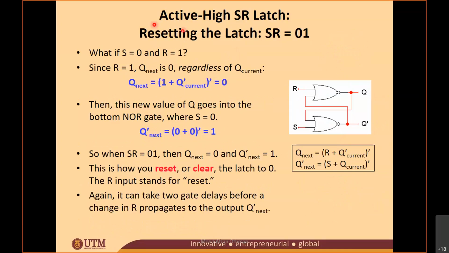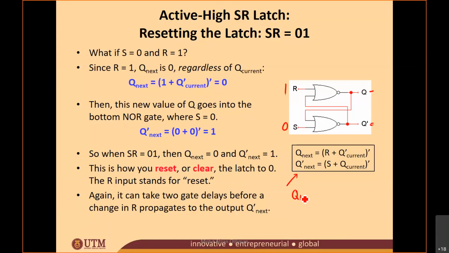Okay, for to reset the latch, we need to put SR sama dengan 0, 1. Okay, maksudnya kat sini, you need to give an input lah. Input 0 letak ke S, R you give 1. Okay, from the same formula, you kena dapatkan lah what is the output untuk Q and Q bar.